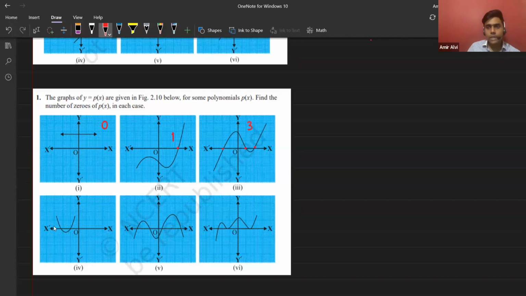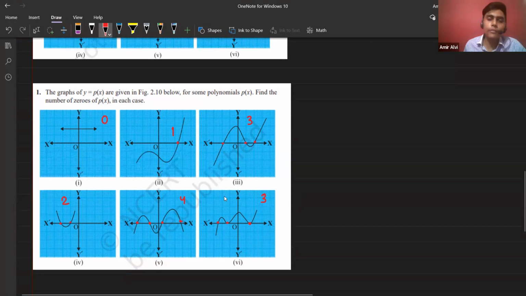Okay, now in this example, two. In this, four. 1, 2, 3, and 4. In this example, tell me. Five. So let's take this 1, 2, and 3. It is only 3, Adil. Why are you saying 5? Yes, it's three, because it is intersecting the x-axis 3 times.